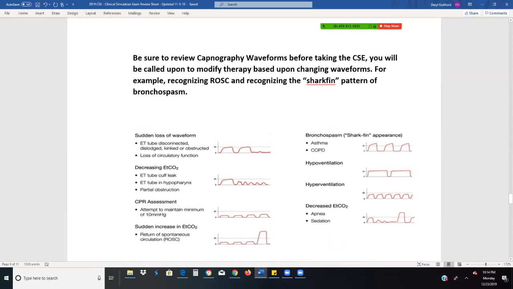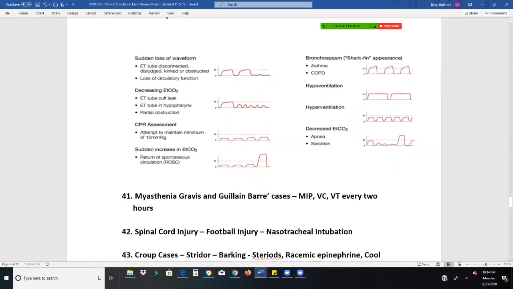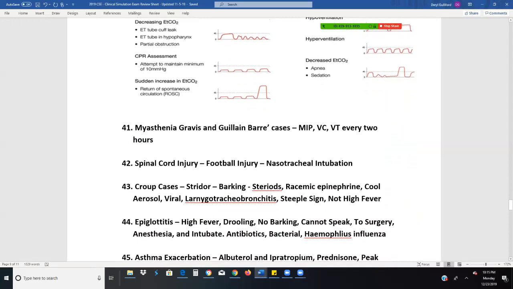Hypoventilation, hyperventilation, decreased end-tidal CO2 from sedation or apnea, sudden loss of waveform, decreased end-tidal CO2. For CPR, you want to definitely have a 10 millimeter mercury waveform. If you don't, get somebody else doing the compressions because they're not working. And then there's ROSC, return of spontaneous circulation.